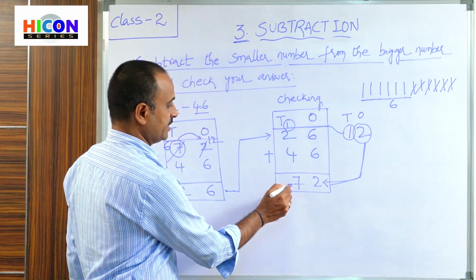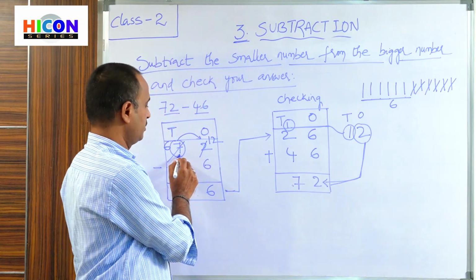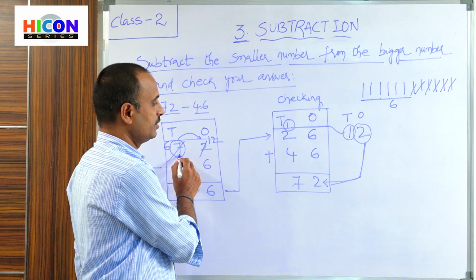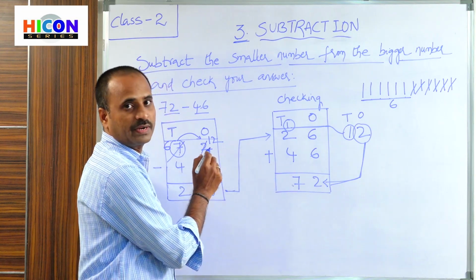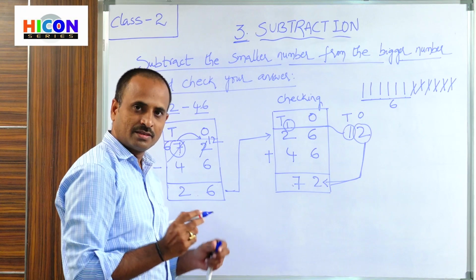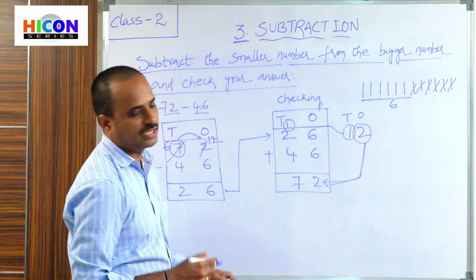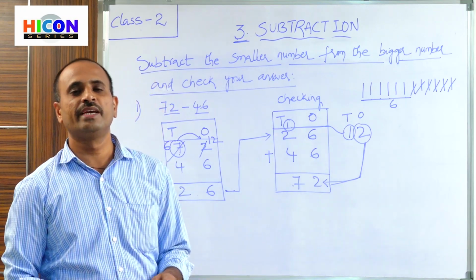So children, this is the bigger number of the subtraction. So 72 is the bigger number. So we have got the bigger number in the subtraction. So our subtraction is correct. So children, in this way we can check our subtraction just by doing addition.